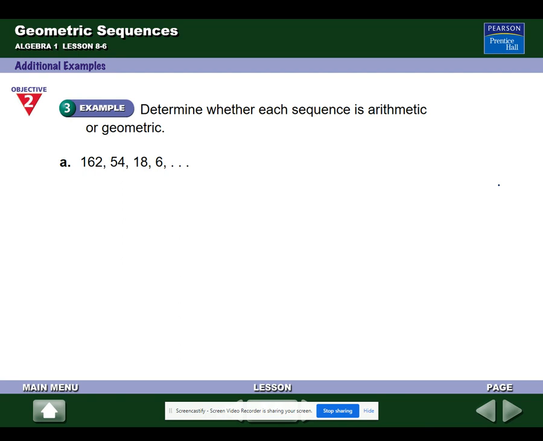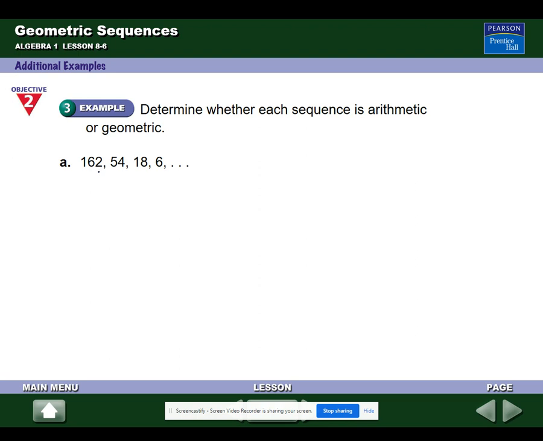Okay, then it says determine whether each sequence is arithmetic or geometric. I started out reminding you what an arithmetic sequence is because they'll ask this kind of question. Is it one or the other? Well, to get from 162 to 54, one thing I could do is subtract a number. Would it be 108? I think it would be 108. But if I subtracted 108 again, I would not get 18. Notice that these are going down in value.